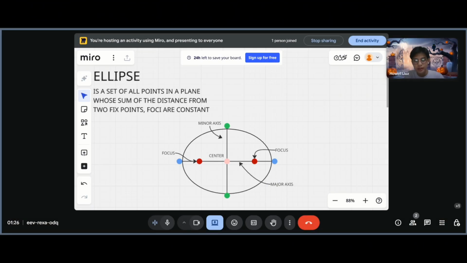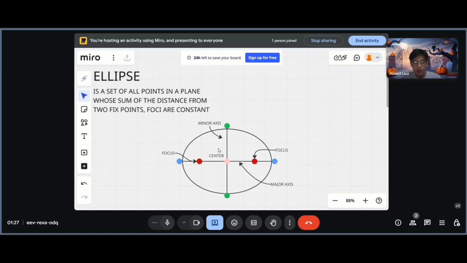So for the third conic section, we have the ellipse. By definition, an ellipse is the set of all points in a plane whose sum of distances from two fixed points is constant. Considering the ellipse, we have the parts: the center, the foci, the major axis, and the minor axis.